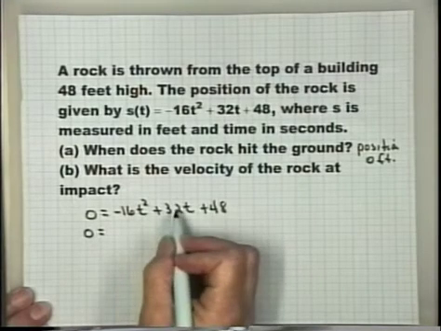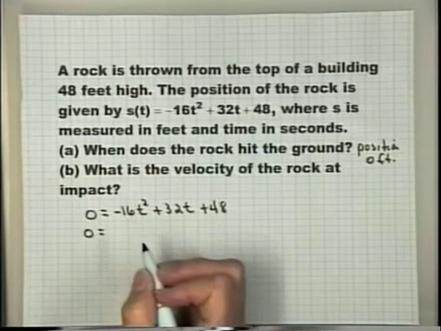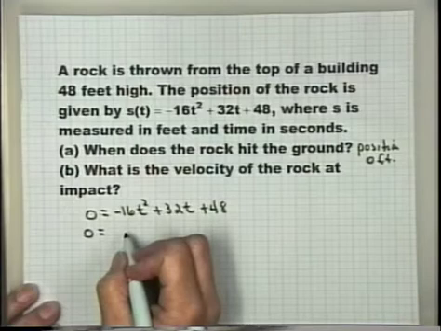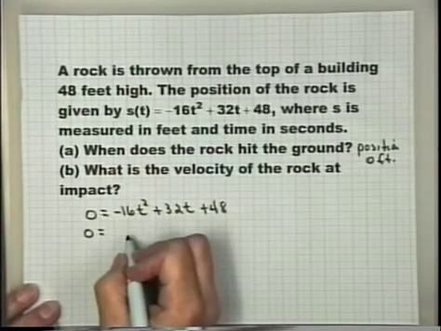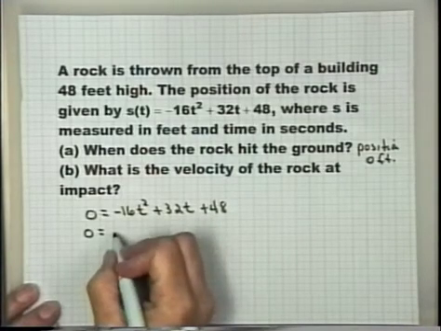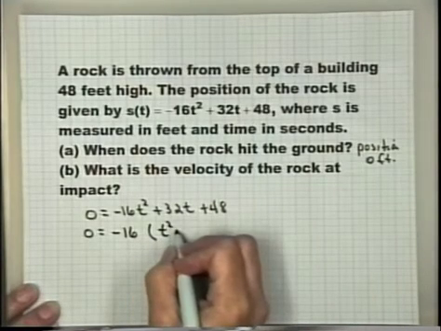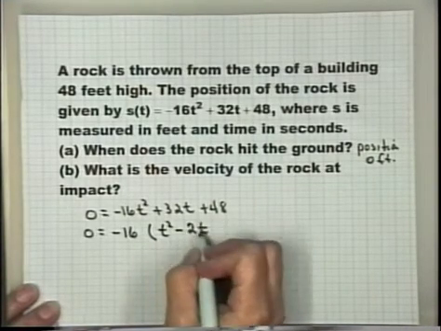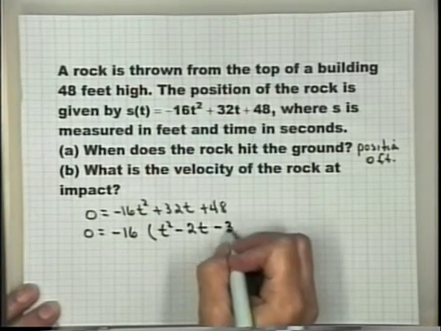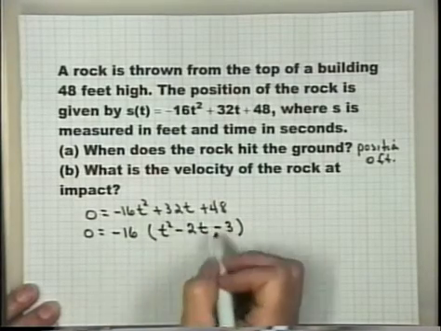Now I noticed that 16, 32, and 48 all have a common factor of 16. I'm sorry, not 16, of 4. I guess 8, don't they? Let's do 8. They do have 16, don't they? I'll get this right in a minute. Let's factor out negative 16, okay? T squared, minus 2 times t. 2 times 16 is 32, okay? And then minus, what, 3? Okay? So negative 16t squared plus 32t plus 48.